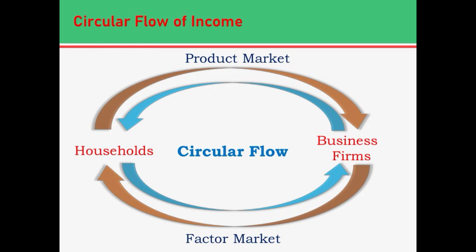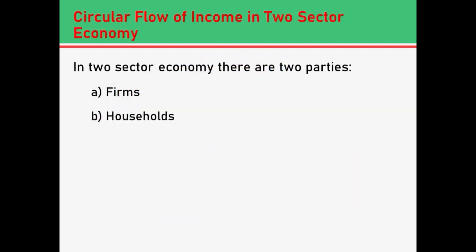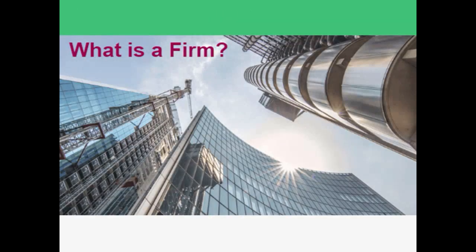To know this, we need to know about two different sectors present in an economy. We are considering here the economy is a two sector economy. So there are two sectors present in the economy. That means one is business firms and the other is household. Now let us know about the firms and household. What is a firm or what are firms?